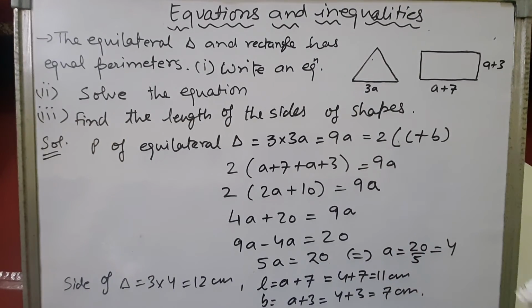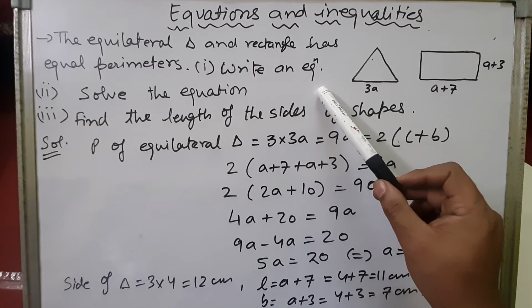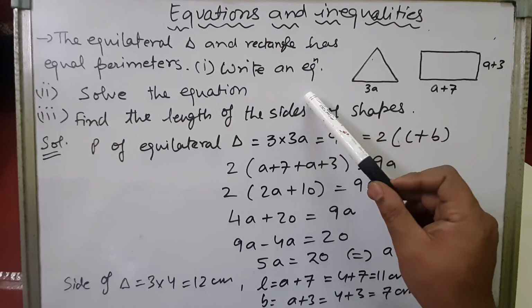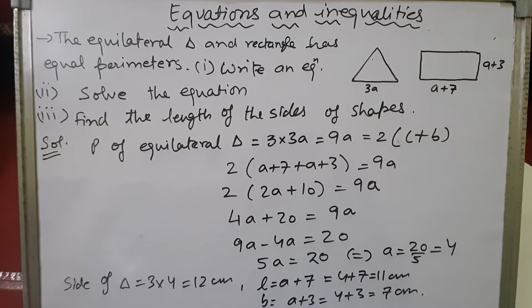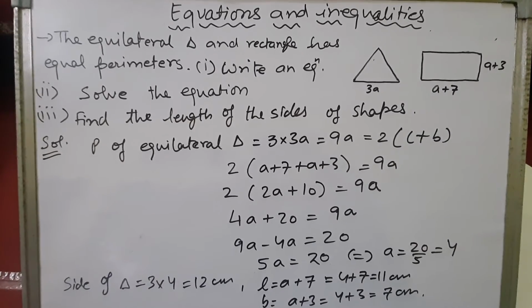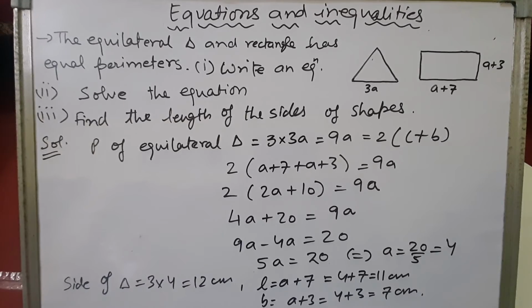Write an equation. First they are asking you to form an equation. If the perimeters are equal, then equate the perimeters and form an equation. Then they are saying solve the equation. And lastly they are asking you to find the length of the sides of the shapes, right? So three things we have to calculate. Also this is the information which is given to us, alright. Now here it is given the condition that the perimeter of both the shapes are equal. They have the same perimeter.